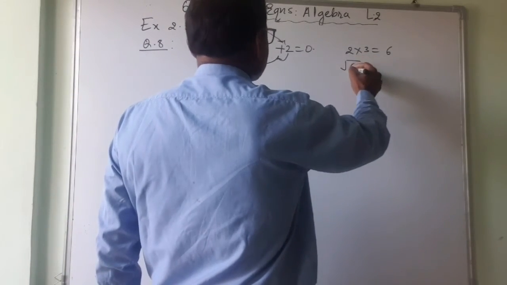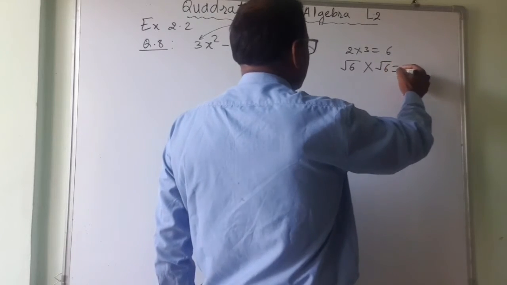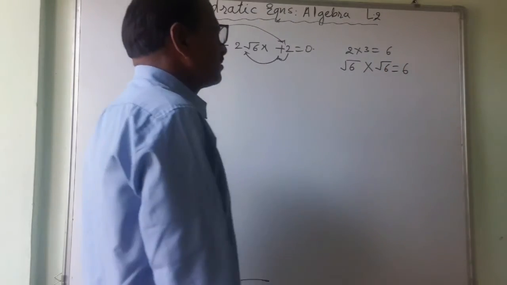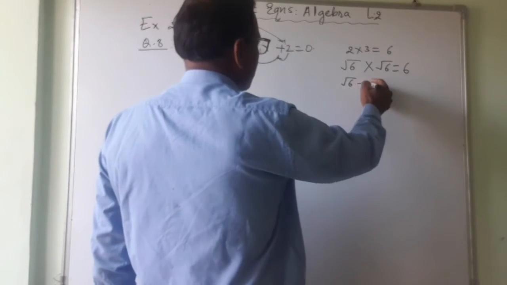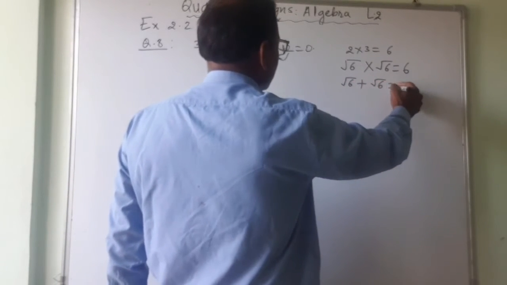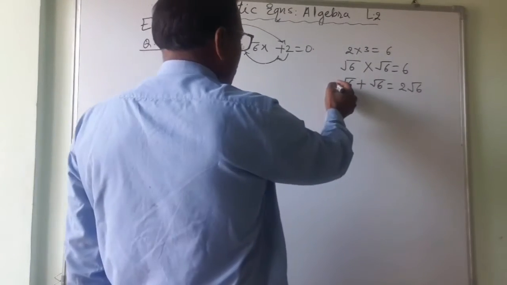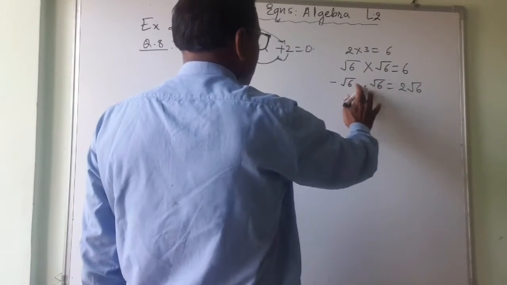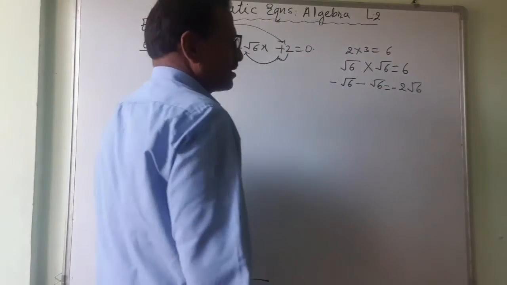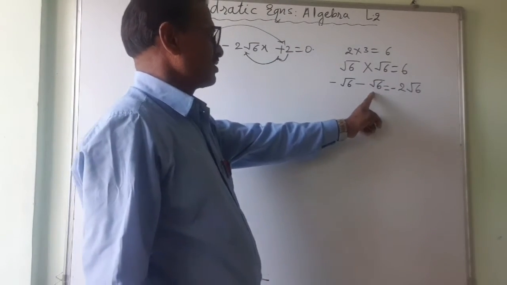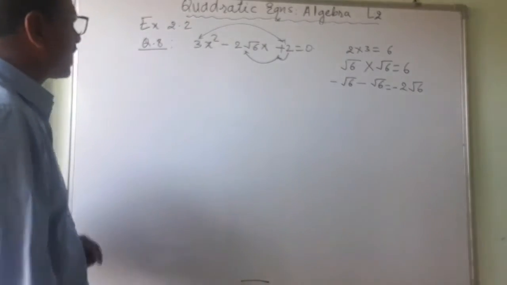So root 6 into root 6 is equal to 6. If I add this root 6 plus root 6, that is equal to 2 root 6. But I want it negative. Same signs means minus, this also minus, and this will become minus 2 root 6. Minus 1 root 6 minus 1 root 6, that will be equal to minus 2 root 6. So, my factors are ready.